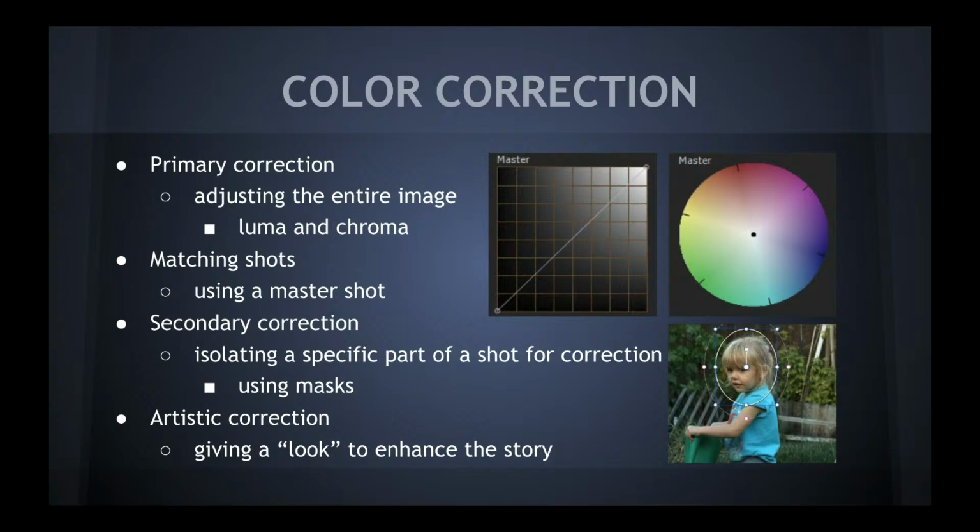Secondary correction. This is when you're isolating a specific part of a shot for correction using masks. You can see here the little girl's got a mask over her head, so maybe we wanted her face to be a little brighter than the background. That makes good sense. And then artistic correction, giving a look to enhance the story.